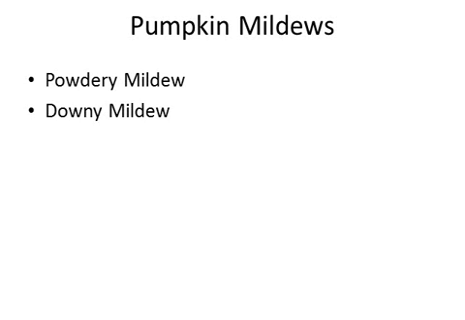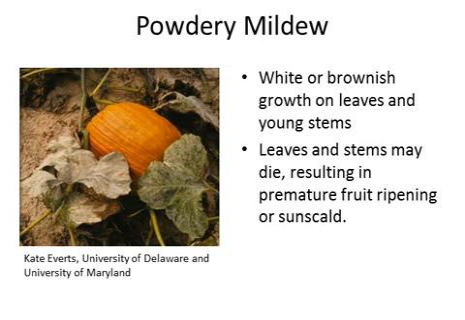Mildews are some of the most common pumpkin diseases. Powdery mildew is caused by 2 species of fungi. It is much more widespread on cucurbits than downy mildew, especially during dry, hot periods. This disease is characterized by a white or brownish mealy growth found on the upper and lower sides of leaves and young stems.